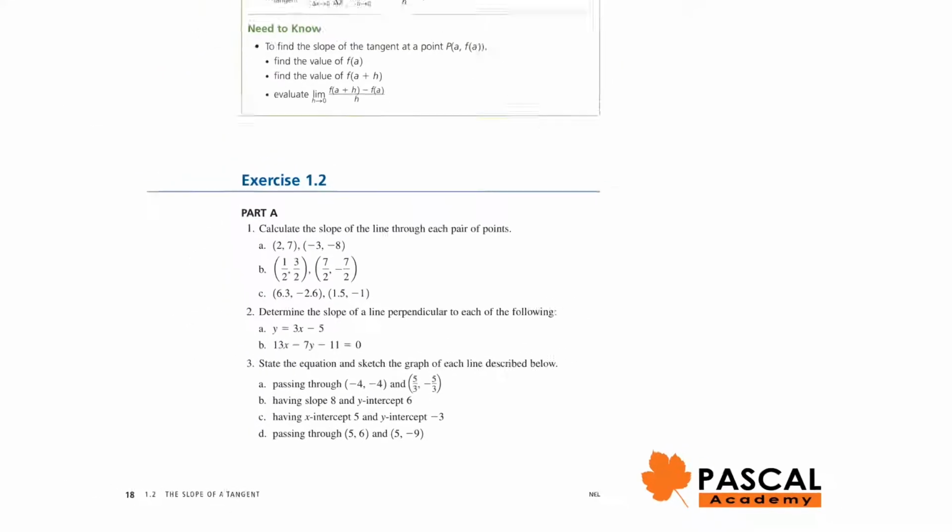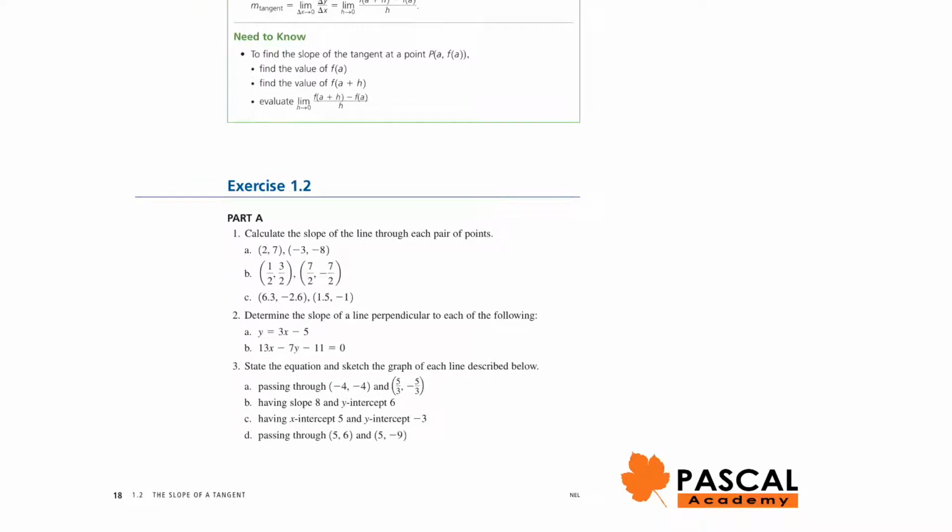MCV4U1, Chapter 1, Introduction to Calculus, Session 6. In this session, we are going to work on questions on pages 19 and 20 of the textbook, exercise 1.2.